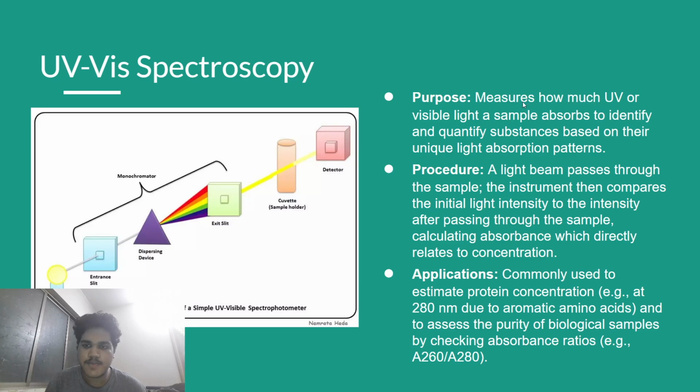Ultraviolet-visible spectroscopy measures how much UV or visible light a sample absorbs to identify or quantify a substance based on the unique light absorption patterns. A light beam passes through the sample. The instrument then compares the initial light intensity to the intensity after passing through the sample, calculating absorbance, which directly relates to concentration. Commonly used to estimate protein concentration, for example at 280 nanometers due to aromatic amino acids, and to assess the purity of biological samples by checking absorbance ratios.